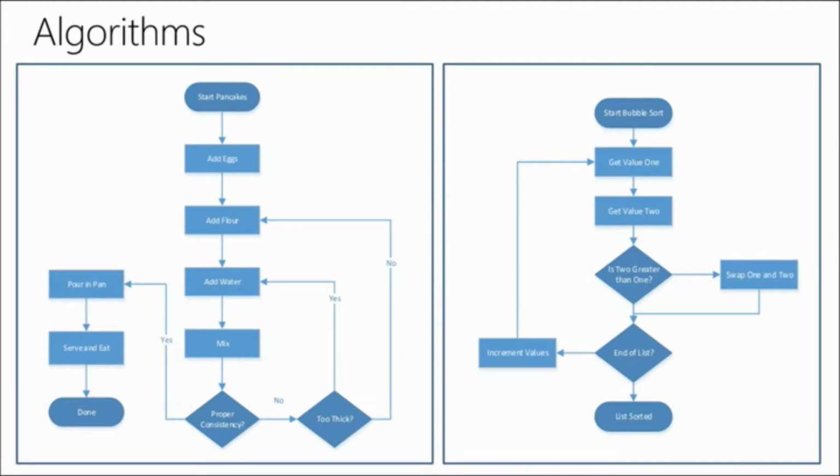And if we're fine, we'll go on and pour it in a pan, serve it and eat it, and we're done. But if we put too much water, well, then we've got to go back and iterate through this again. So you can see how the flow takes place in this recipe algorithm, if you will, in that we go through the process of thinking logically about how we make the pancakes.